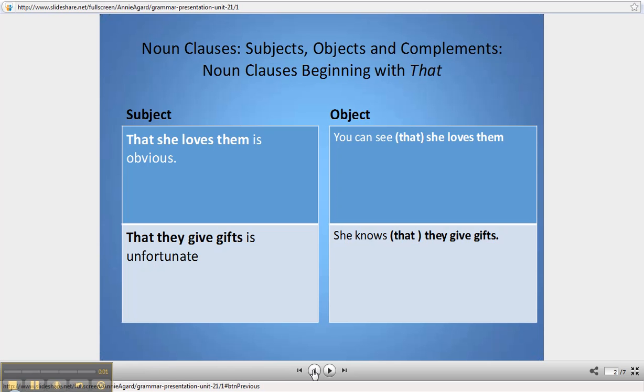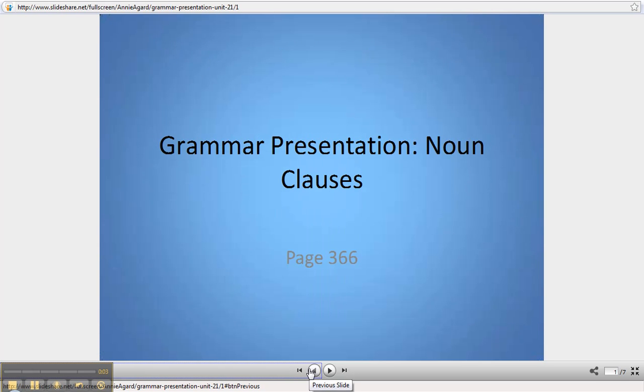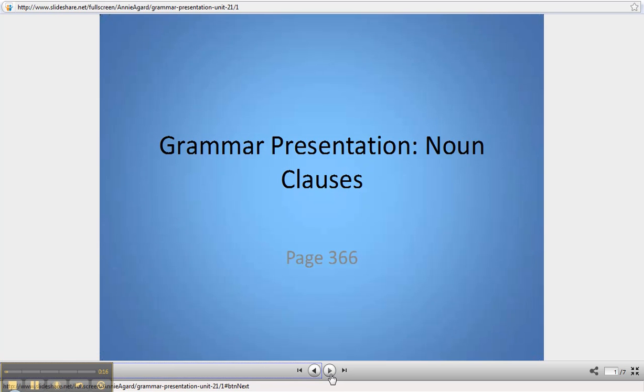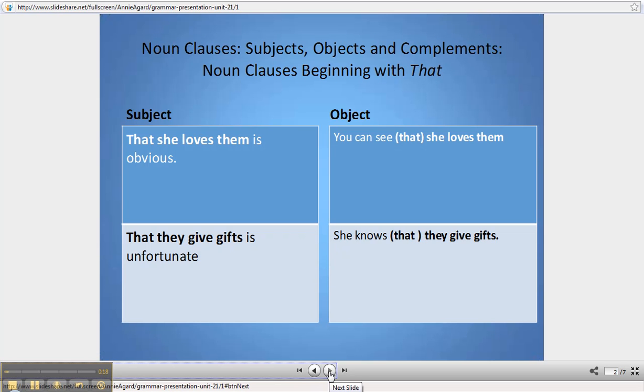Let's go back here. Here we're on page 366, talking about the grammar presentation and noun clauses. When you talk about noun clauses, you need to remember the difference between a clause and a phrase.